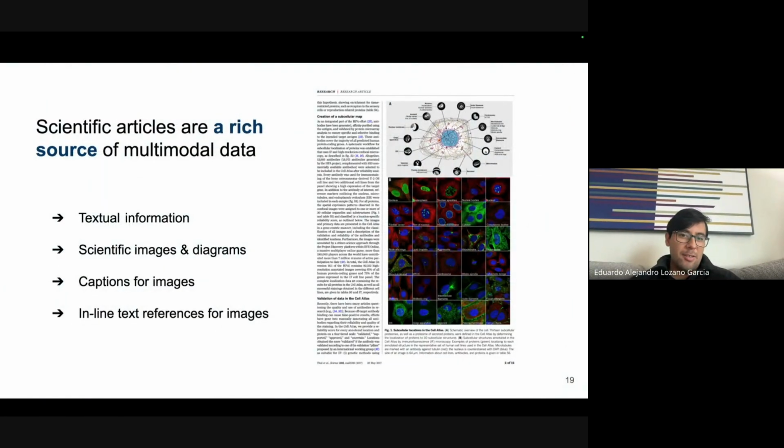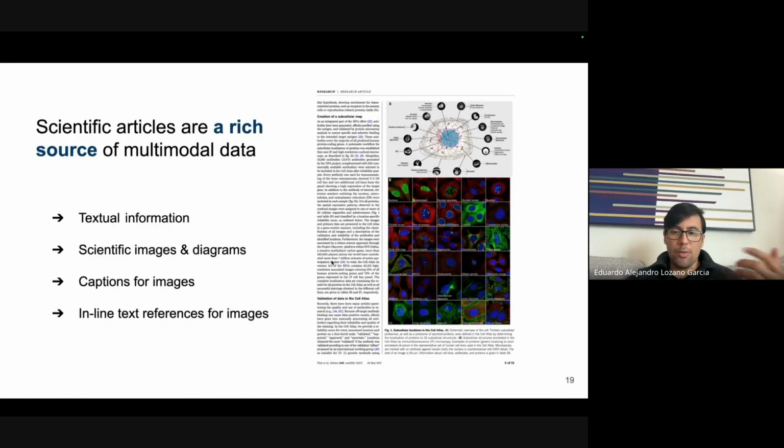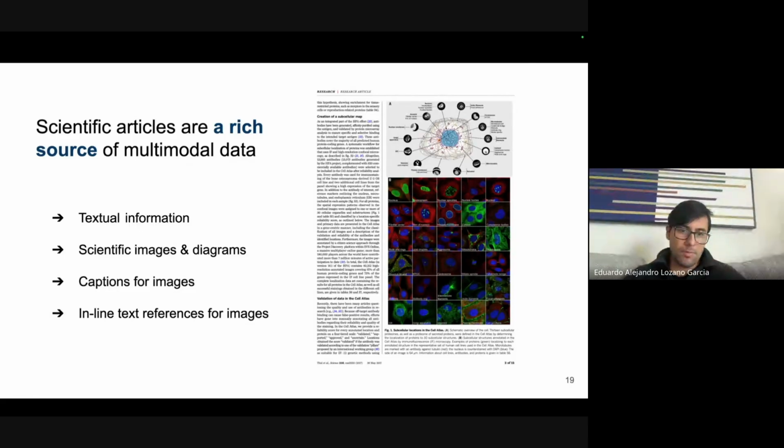And the answer is, of course, or one of the answers, I don't think this is the only source that we can leverage, is that we can use scientific articles. We're not the first lab to leverage scientific articles. This has been leveraged by a lot of labs before. And the reason why they've used this type of information is because scientific articles are rich multimodal data. They contain textual information, images, captions for those images, and they also compare and contrast those images in inline references. Right, so there's a lot of things we can exploit from this data source.